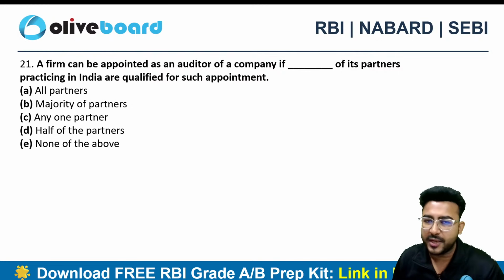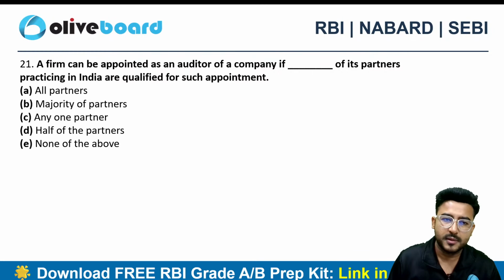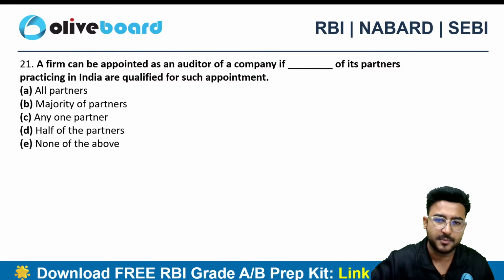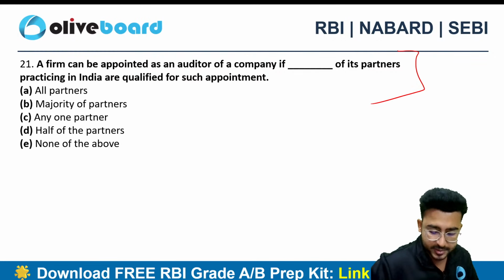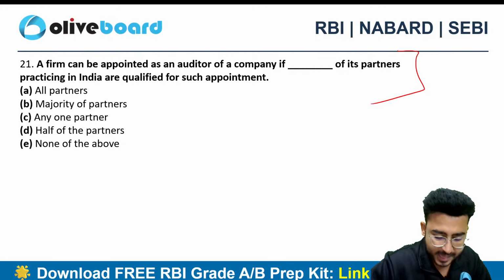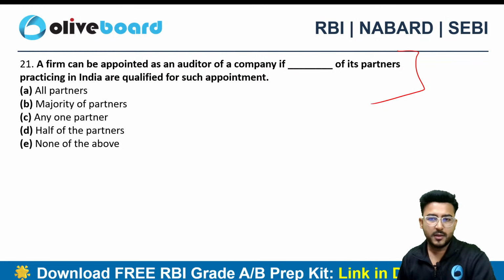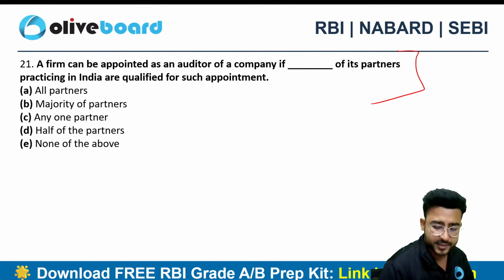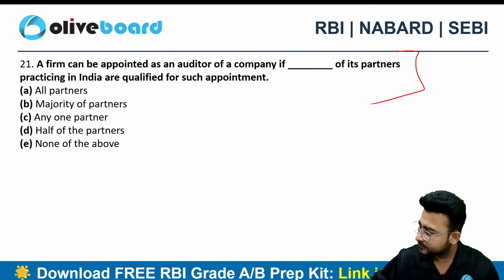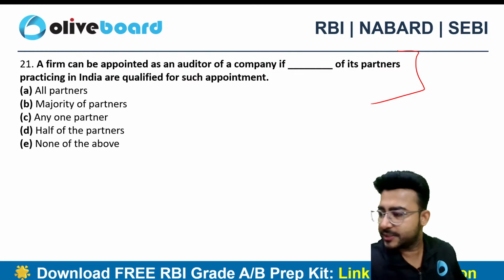A firm can be appointed as an auditor of a company if dash of its partners practicing in India are qualified for such appointment. Now this particular question came multiple times in different examinations. Not just SEBI, but in multiple examinations I have seen this particular question. All of the partners, majority of the partners, any one of the partners, half of the partners, or none of the above. What do you think, guys? Any opinion on this one?